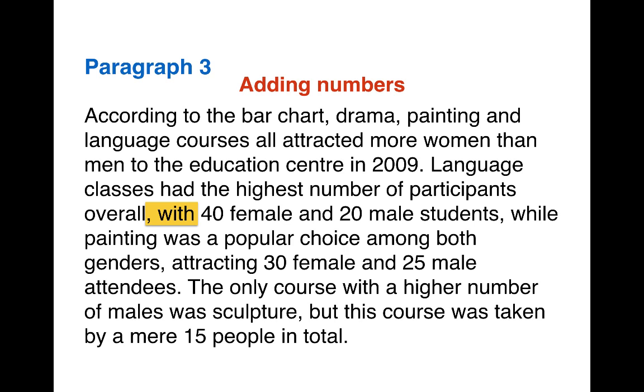And I've also done a similar thing with the word attracting after a comma. So we had the sentence, just looking at the line above, starting painting. Painting was a popular choice among both genders, attracting 30 female and 25 male attendees. So using a comma and with, or in this case you can do it with a verb as well, attracting, is a good way of adding the numbers onto the end of a sentence. Let's go to paragraph 4 now and do the same thing.